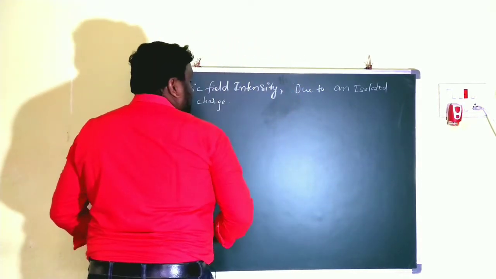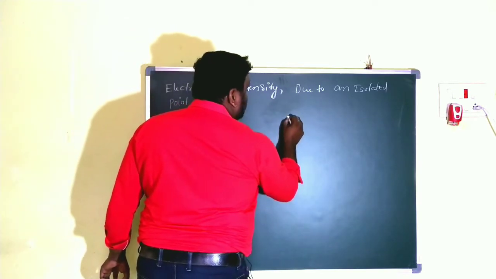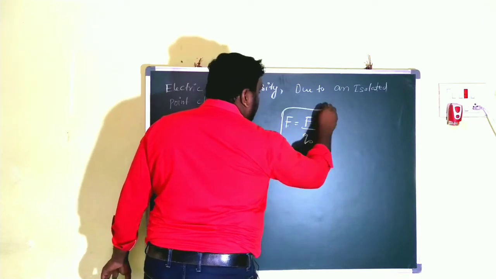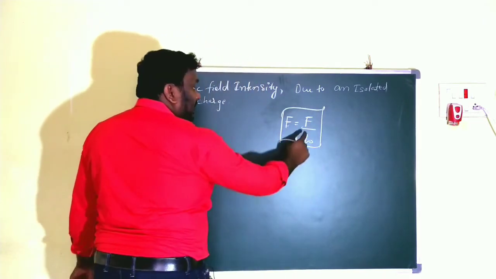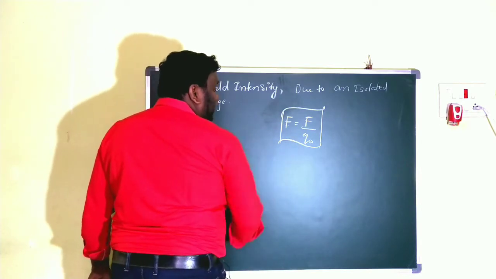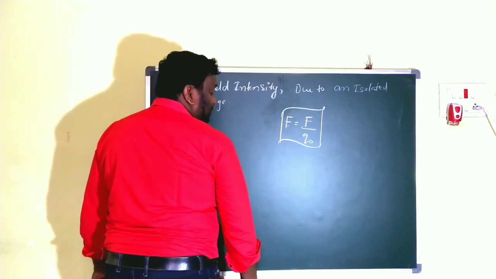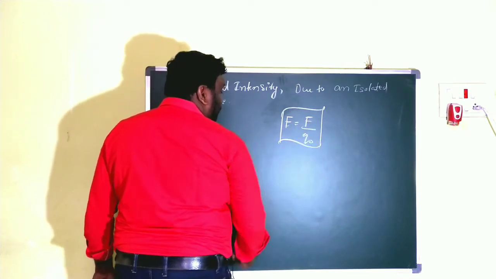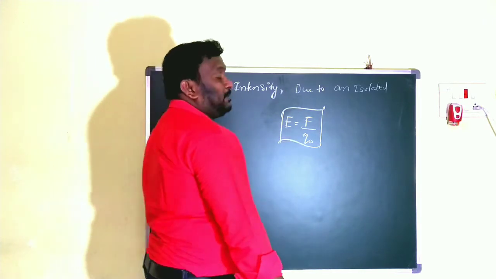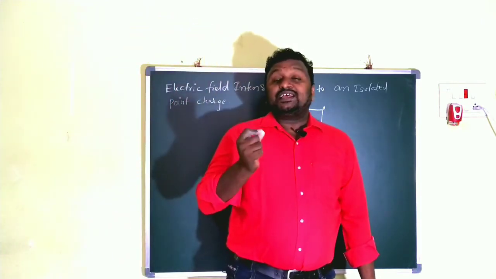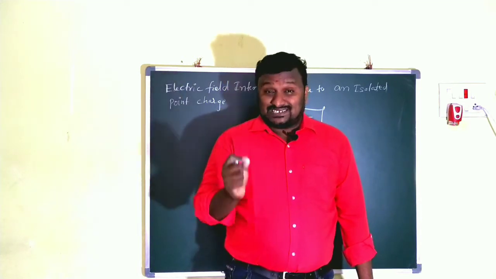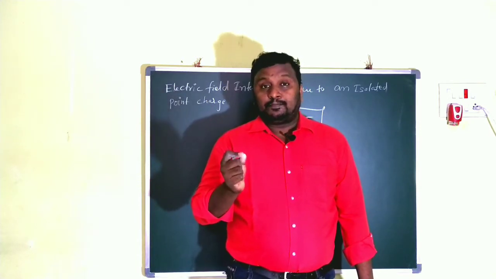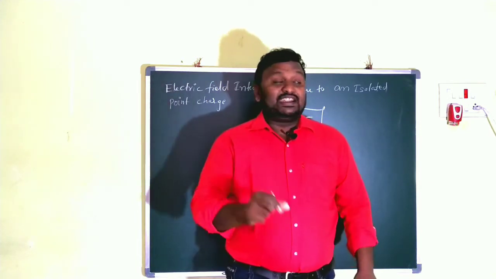So electric field intensity should be shown like this: E equals F by Q naught. Here F is the amount of force and Q naught is the positive test charge. F is the force experienced by a unit positive test charge in a field. That should be called electric field intensity.